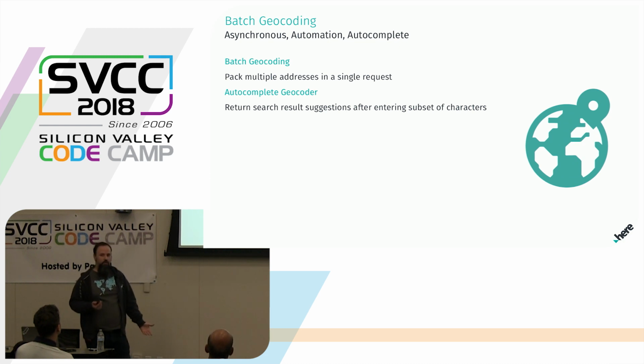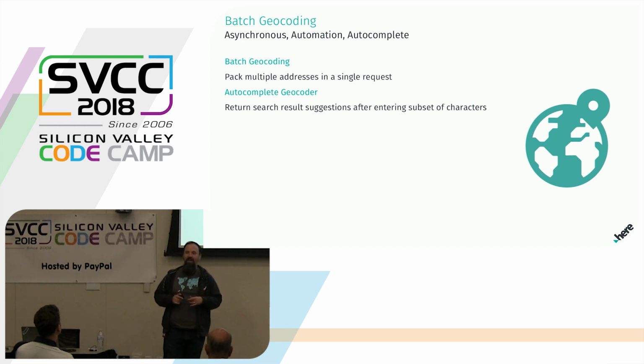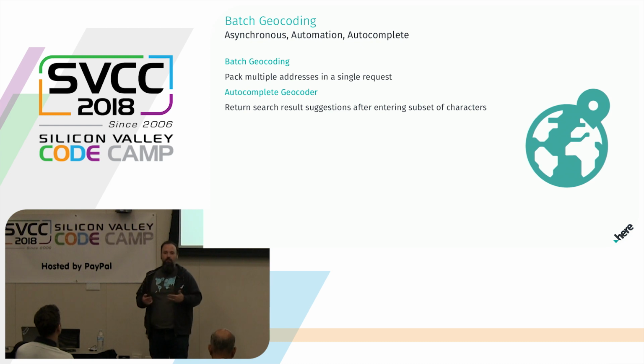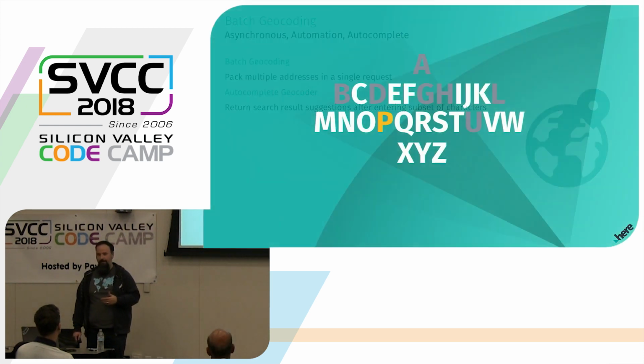Autocomplete Geocoder, this is the thing you might experience if you were typing in an address, that as you're adding additional characters, you're getting a little bit of a fuzzy response and helping you try to identify the place that you're looking for. And this also works with a few other types of searches for locations and points of interest and things like that.